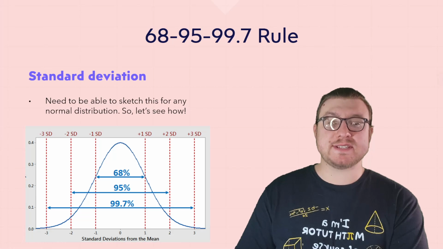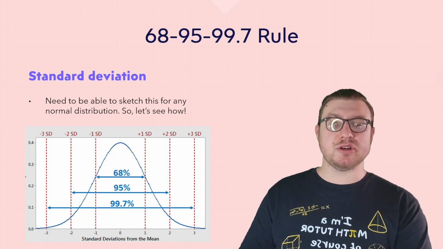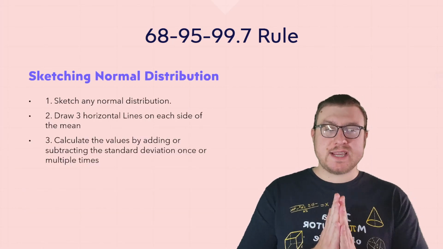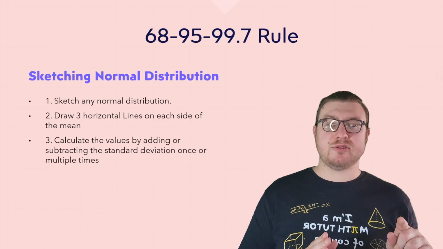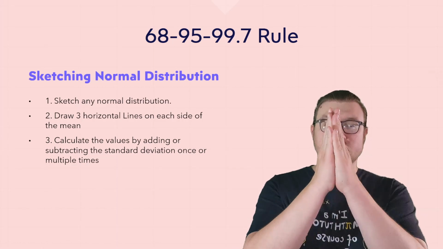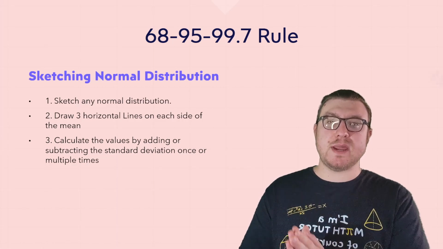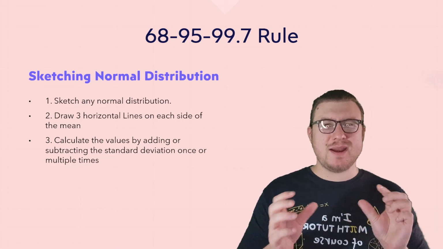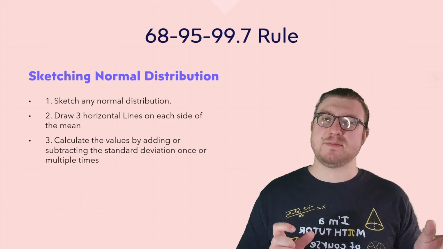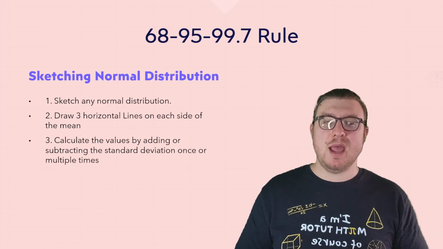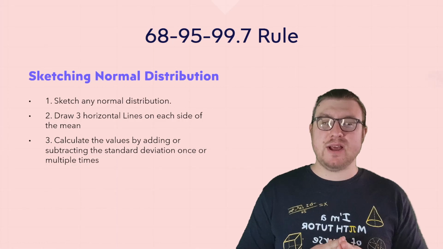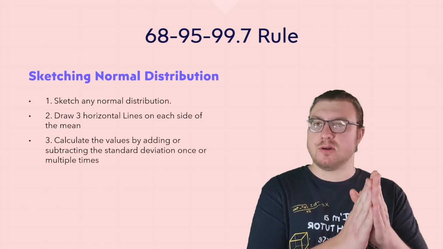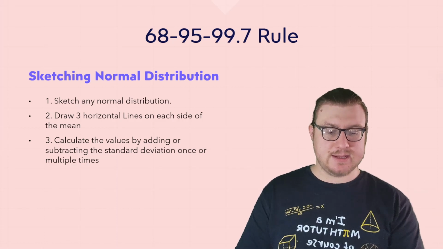You need to be able to sketch this for any normal distribution. So let's see how easy that is. We want to just sketch the normal distribution. Do your bell-shaped curve. Draw 3 horizontal lines on each side of the mean. So you start with the mean right through the middle, 3 lines on each side. Try and make them look almost the same distance away. And then we're just going to calculate the values. We're going to take the mean and add the standard deviation. That's the next value. Add the standard deviation again, and that's the next value.